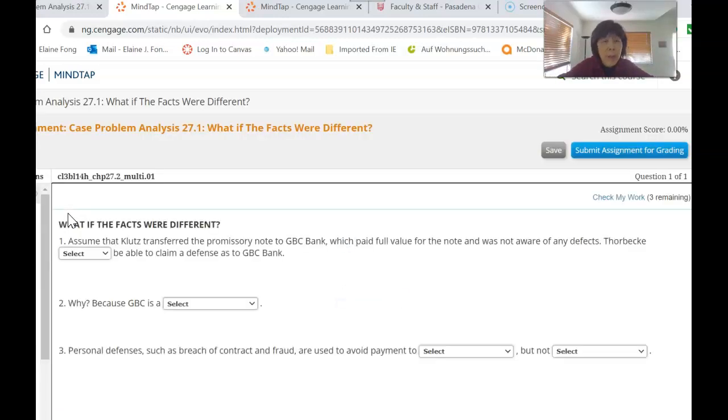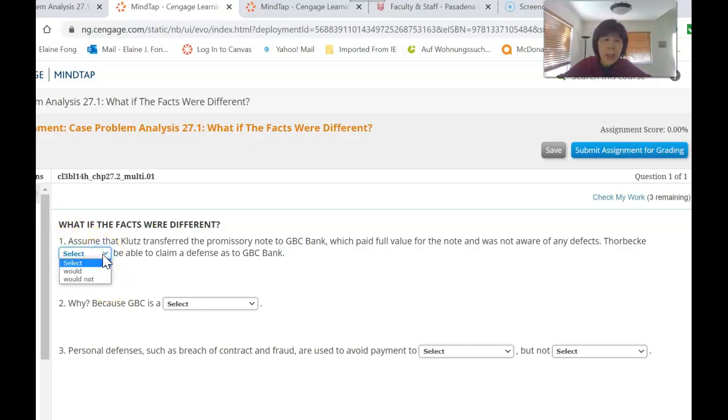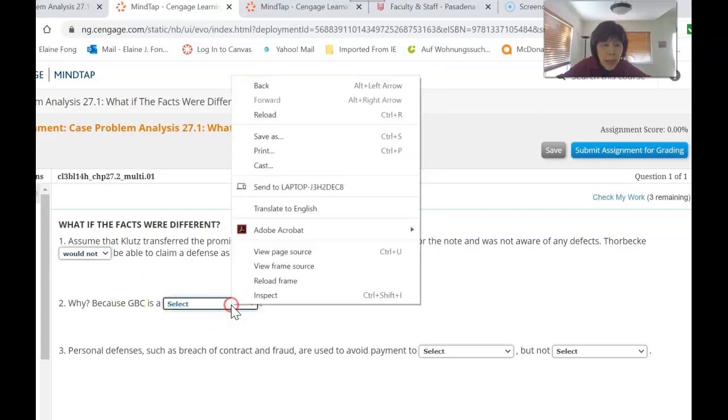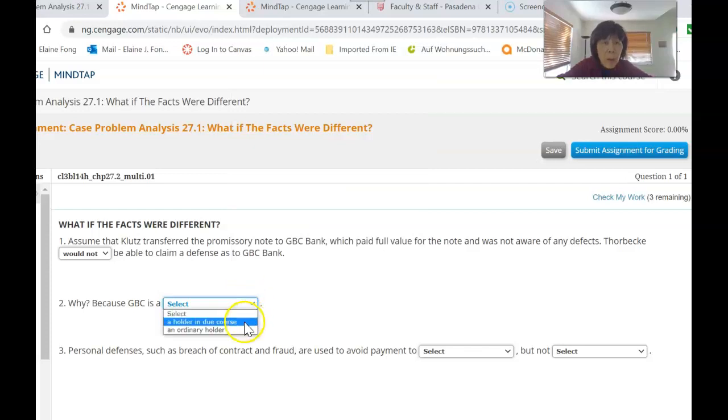Yes, we're okay. So number 1, assume that Klotz transferred the promissory note to GBC Bank, which paid full value for the note and was not aware of any defects. Thorbecke would or would not be able to claim a defense as to GBC Bank. Would not. Why? Because GBC is a holder in due course. Personal defenses such as breach of contract and fraud are used to avoid payment to an ordinary holder, but not to a holder in due course.